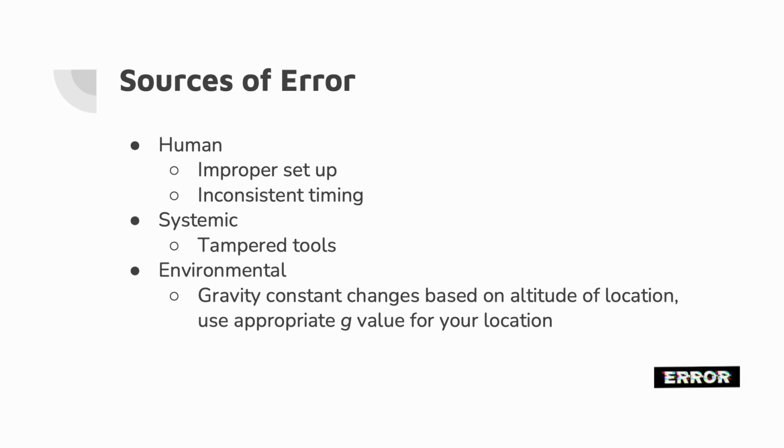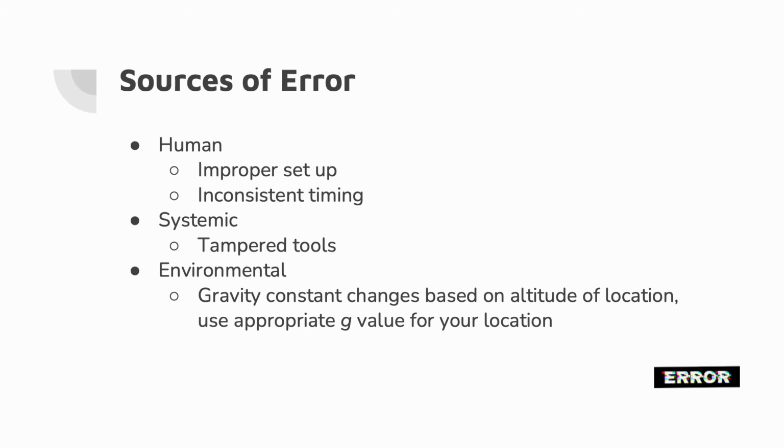The sources of error that can occur from this experiment are from human, systemic, and environmental error. An example of human error could be from improper setup of the apparatus, tying the string incorrectly or too loosely from the simple pendulum to the apparatus, or inconsistent timing by stopping and starting the stopwatch inconsistently. An example of systemic error would be if the tools were tampered with or faulty.